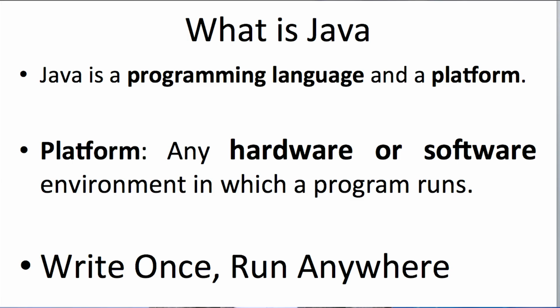After developing the program in Java and converting it into bytecode, we can execute that bytecode in any environment. So, that is why this is called a platform independent programming language. Hardware or software, both are environments in which a program runs. So, this is called platform.